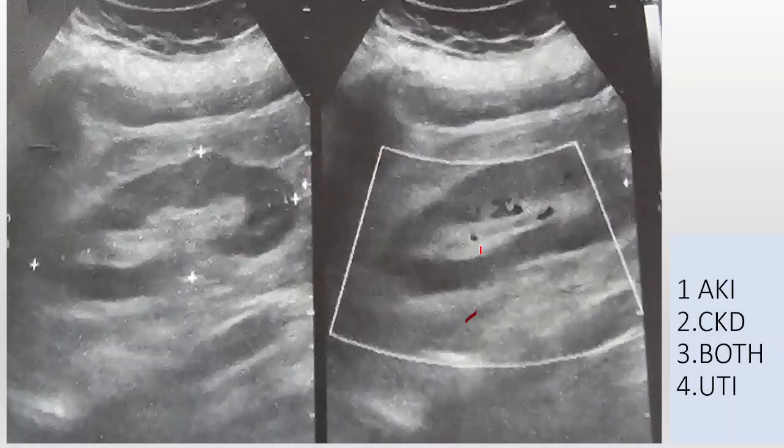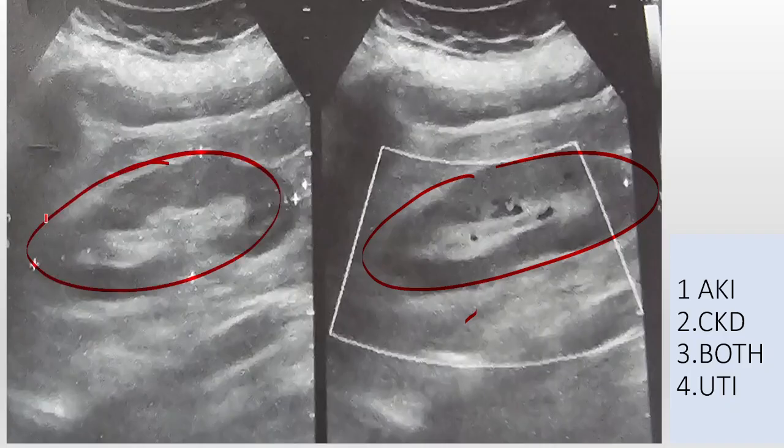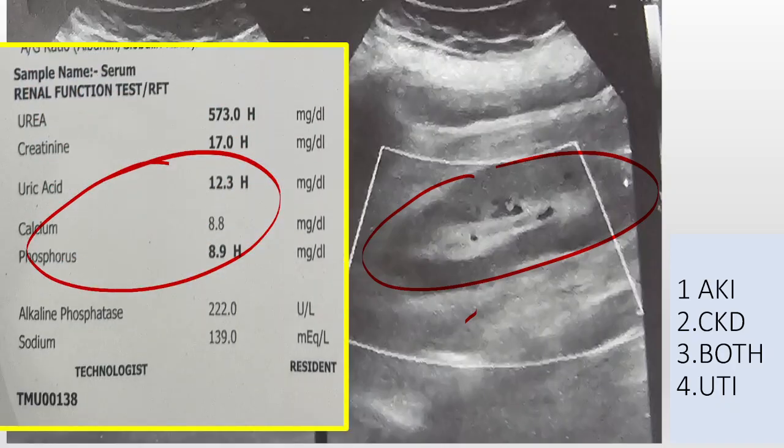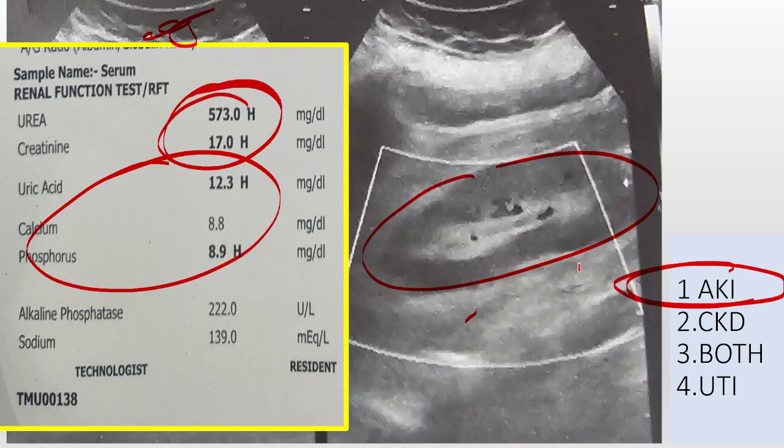Look at the kidney here. Again, the purpose of this question is to make you understand. You have to observe the kidney images in the ultrasound report, not go by the wordings whatever is written. The kidneys are clearly visible. Urea creatinine is high. The clue is young adult. What is the answer? It is AKI.